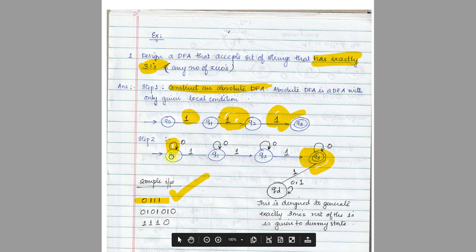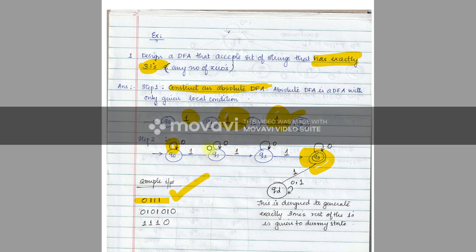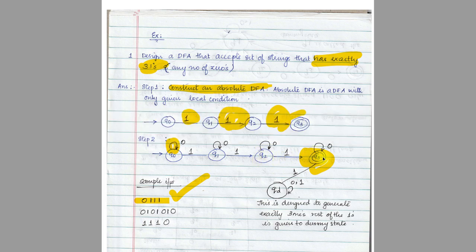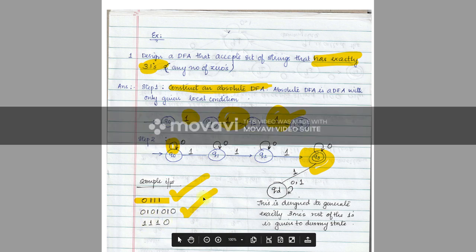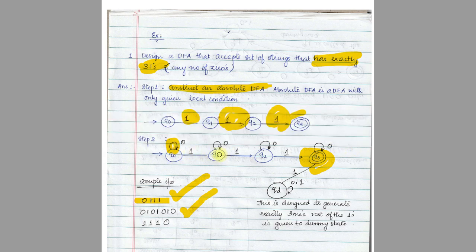Now, 0, I am in Q0. From Q0 with 1, I am in Q1. From Q1 with 0, I'll be in Q1 itself. Q1 with 1, I am in Q2. And Q2 with 0, I am in Q2 itself. With 1, I am reaching Q3. And at Q3, I am having 0, so I stay in the final state. So this string is also acceptable because it has exactly 3 ones. Now, if I am having a string like 1, 1, 1, 0: Q0 with respect to 1, I'm reaching Q1. Q1 with respect to input symbol 1, I'm moving to Q2.